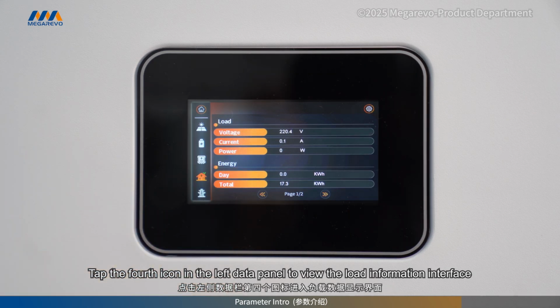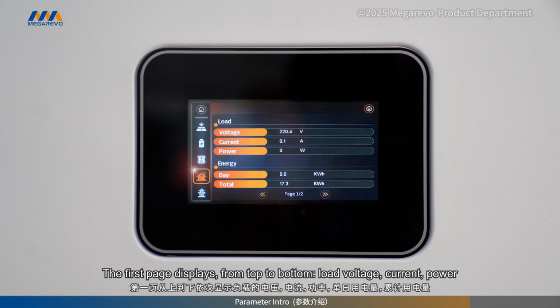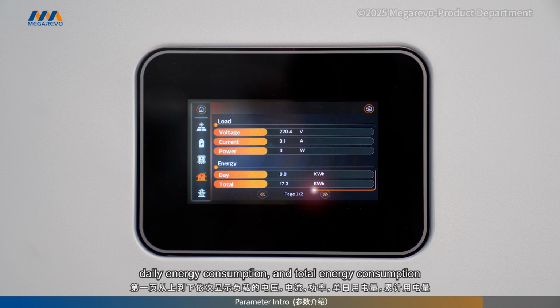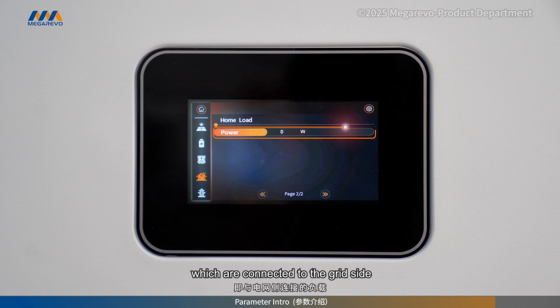Tap the fourth icon in the left data panel to view the load information interface. The first page displays from top to bottom load voltage, current, power, daily energy consumption, and total energy consumption. The second page shows the power of external loads, which are connected to the grid side.